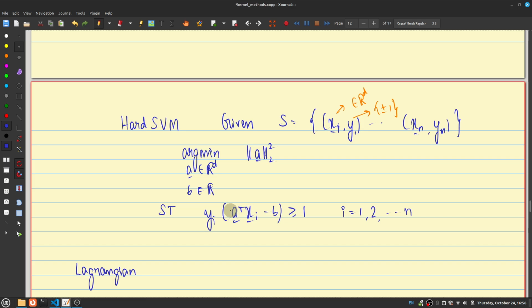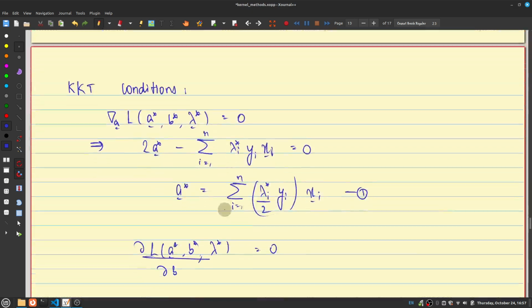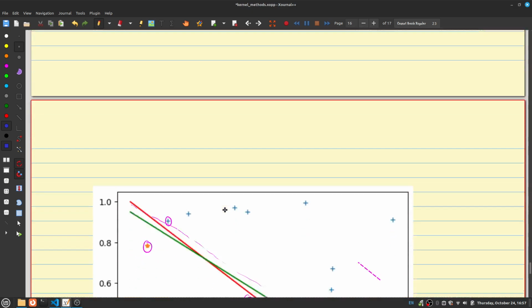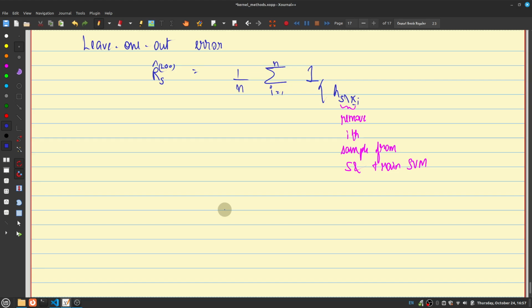So you can think of this as ERM with an additional constraint. It is an ERM, but in addition to that, I want to minimize something more. I want more conditions.